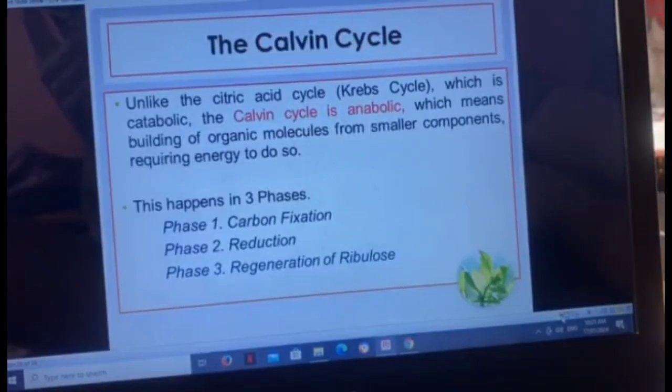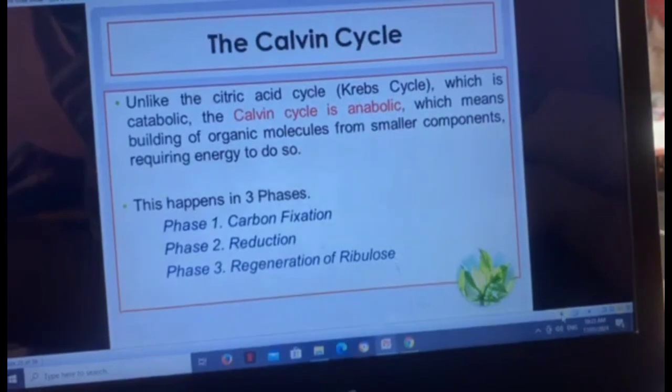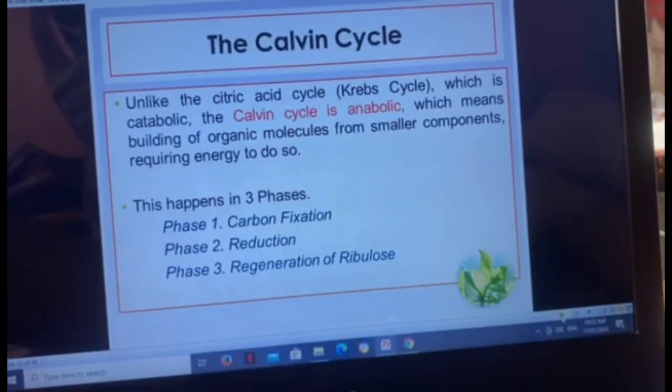Unlike the citric acid cycle or Krebs cycle, which is catabolic, the Calvin cycle is anabolic, which means building of organic molecules from smaller components requiring energy. So when we say catabolic, it refers to metabolic processes in living organisms that involve the breakdown of complex molecules into simpler ones, releasing energy in the process. These reactions often release energy stored in the chemical bonds of molecules. Catabolic processes are essential in providing energy for various cellular activities. Examples of catabolic processes include the breakdown of carbohydrates, fats, and proteins into smaller molecules.